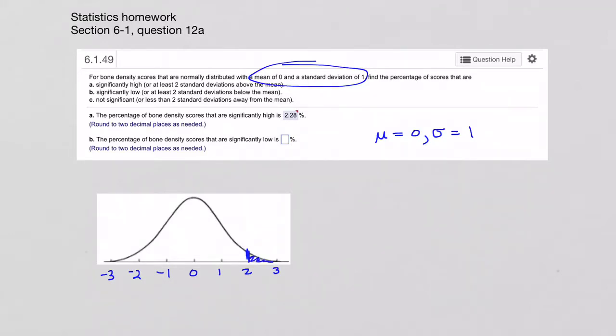Now, we don't have to worry about whether we're actually including the 2 or not. With a continuous distribution, it's going to be the same probability if we have 2 or greater or greater than 2. So it makes a difference when we're working with the binomial distribution, which is a discrete distribution, but in a continuous distribution, you calculate it the same way.